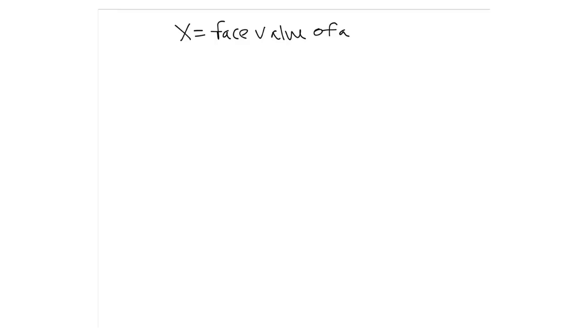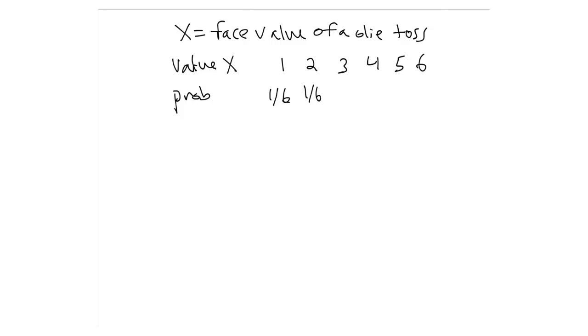of a die toss. So we know that the possible values of x are 1, 2, 3, 4, 5, and 6. And the probabilities, if it's a fair die, are 1 over 6, 1 over 6, 1 over 6. All the possible values are 1 over 6.